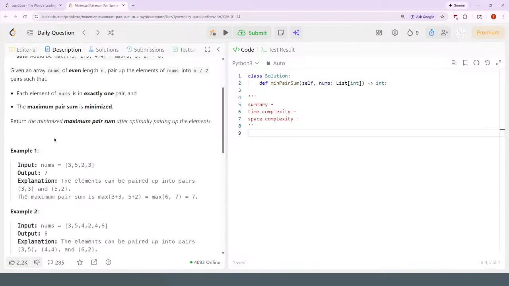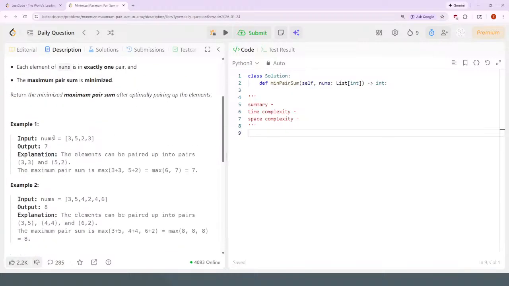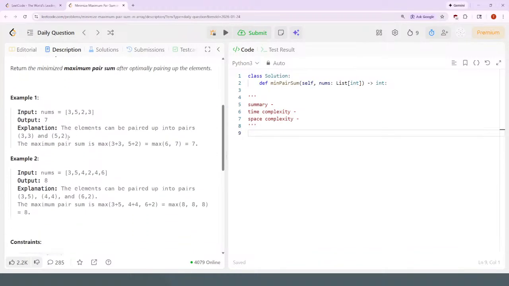Really? Seems like you just pair them large to small, no? 5, 2, 3, 3. So it's 7. 6 to 2, 5 to 3, 4 to 4. So it's 8.